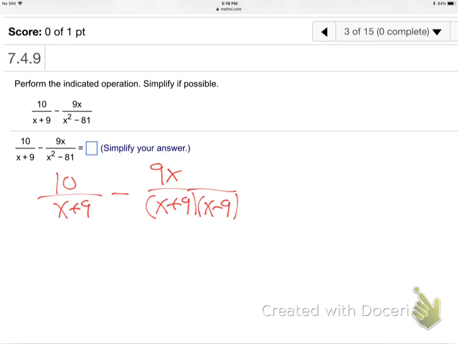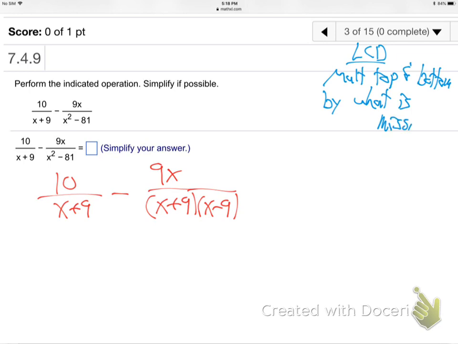Okay. Now, you know what we do for the LCD. For the LCD, multiply top and bottom by what is missing. So what's missing? Compare him to the other guy. What is he missing that the other denominator has? He's missing x minus 9. I'm doing it top and bottom, so I'm not changing that fraction. I'm doing the same thing top and bottom.